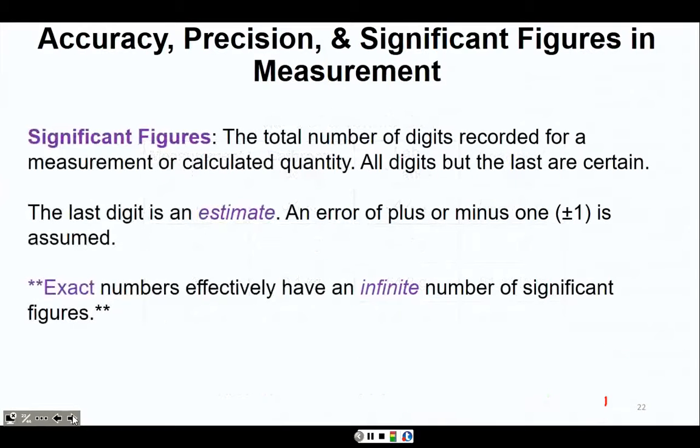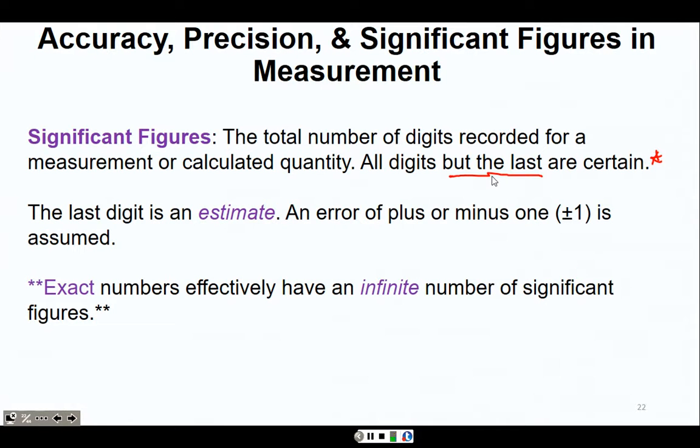Okay, so sig figs. These are the total number of digits recorded for a measurement or calculated quantity. And this applies definitely for calculations. Keep that in mind. All digits but the last are certain and known digits. Be careful to remember that there is always one. The last one is a guesstimate in many cases, or it's the one that wobbles if you're reading off of a device. So it's plus or minus 1 is assumed.